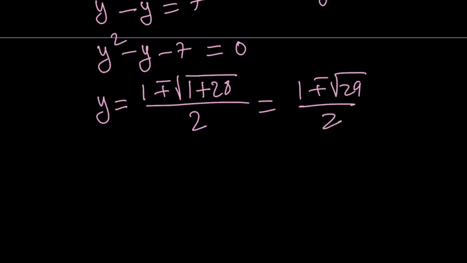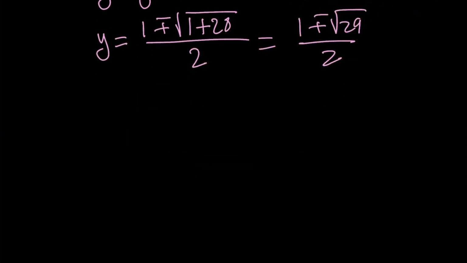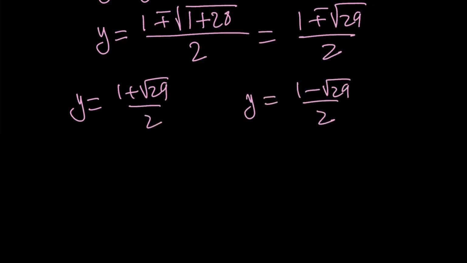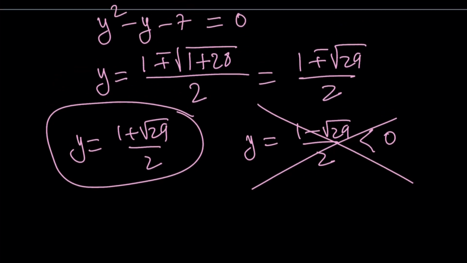Now remember what we said about the values of y and x. We said that x and y both have to be positive. If you break this down, y is going to be either 1 plus root 29 over 2 or 1 minus root 29 over 2. Square root of 29 is greater than 5, therefore it's greater than 1. So this is going to be a negative quantity and we don't want that. So we're going to go ahead and throw it away and go with the first one because that is a positive value, right? So we got the y value, but we do need the x value.